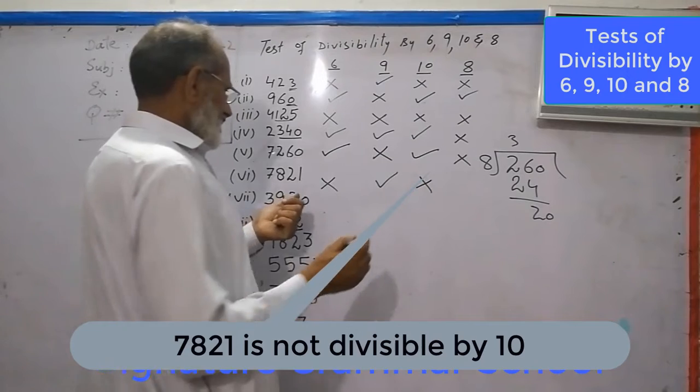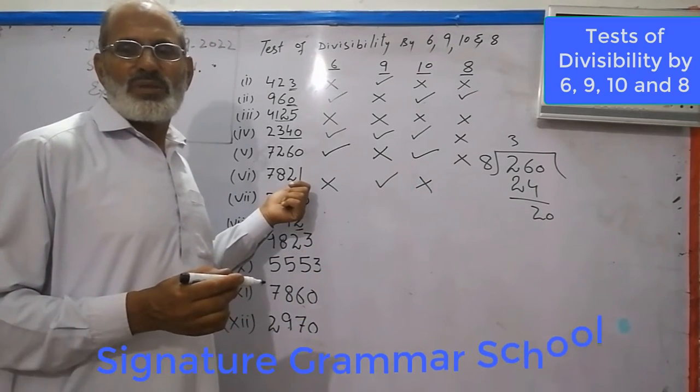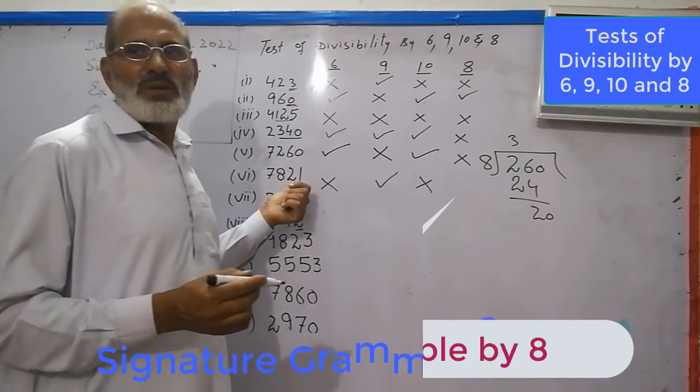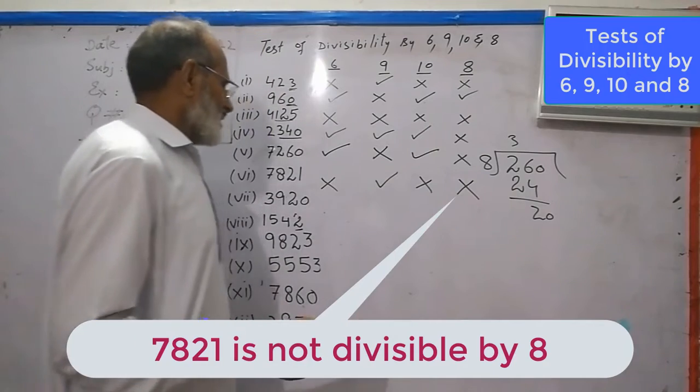And for 8, here again it's an odd number. When there is an odd number at the unit place, that value is not divisible by 8. So it can't be divided by 8.